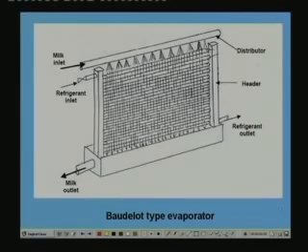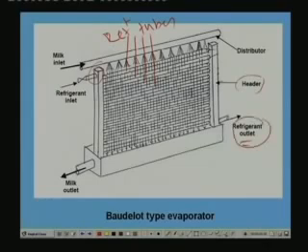So this is the header. This is one header on this side, on the refrigerant inlet side, and this is the header on the outlet side. So to this header a large number of refrigerant tubes are connected. These are the refrigerant tubes through which the refrigerant flows. So the refrigerant enters into the header, and from the header it enters into several parallel tubes, and it extracts heat from the warm liquid being chilled, and it exits from this header. So from this header it goes to the compressor.